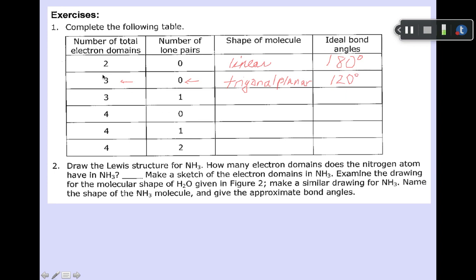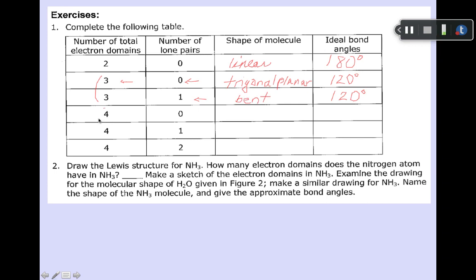So if you have three electron domains total, the bond angle is always going to be 120, but if one of those electron domains is instead a lone pair, then the shape of the molecule becomes, as we mentioned in class today, a bent shape, because instead of having three things around the central atom, you have two atoms and one lone pair, which gives you a bent shape.